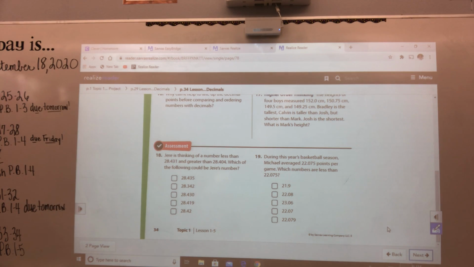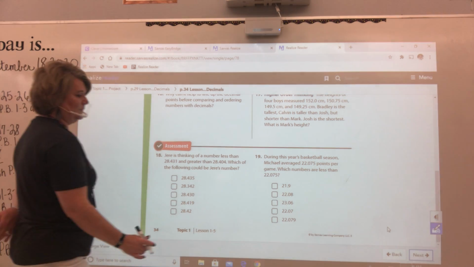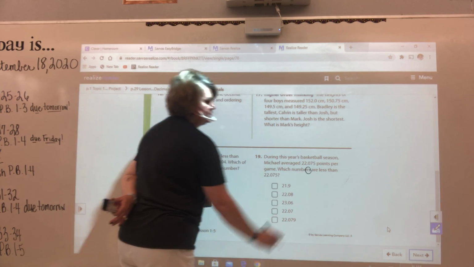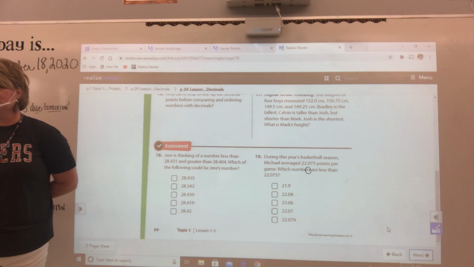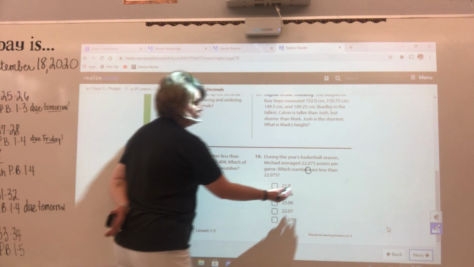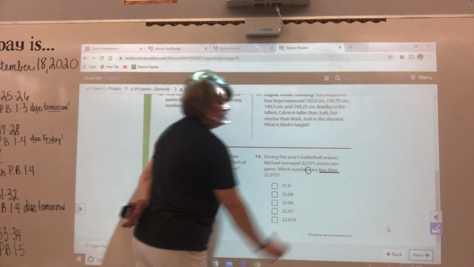Number 19. During this year's basketball season, Michael averaged 22.075 points per game. Look, this is important, and we talked about this yesterday. If you hear numbers, what does that mean? You have more than one answer, okay? And look what you're looking for, the numbers that are less than.